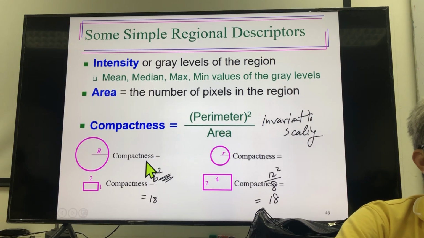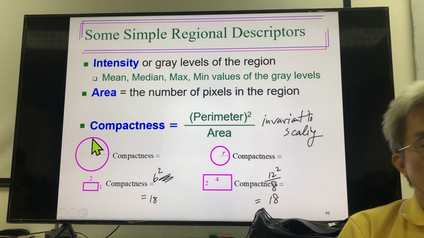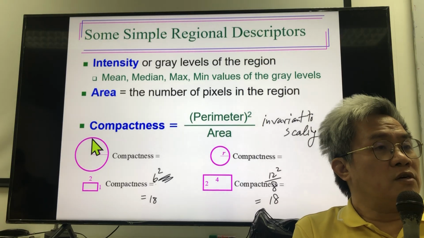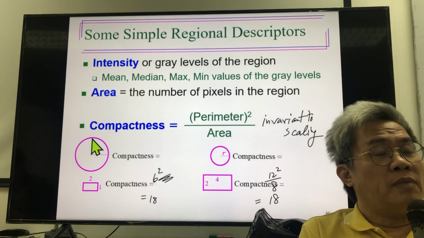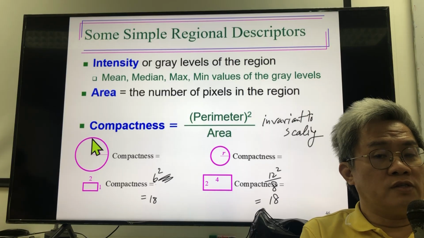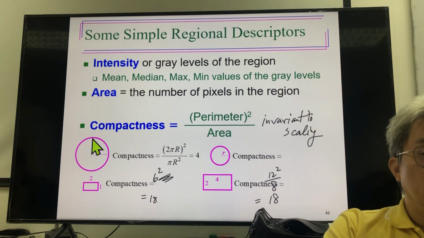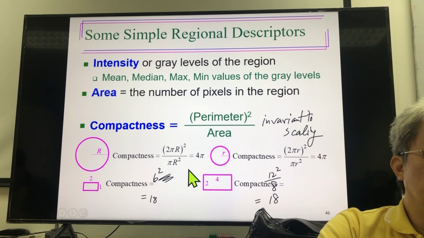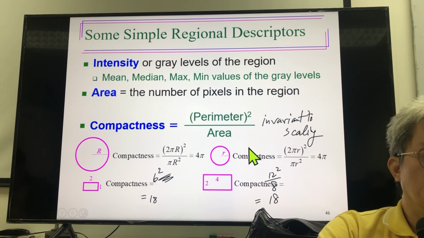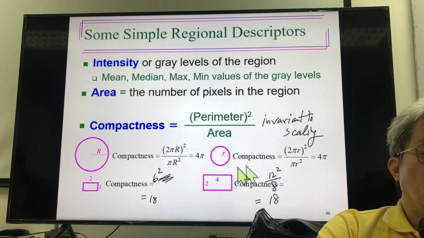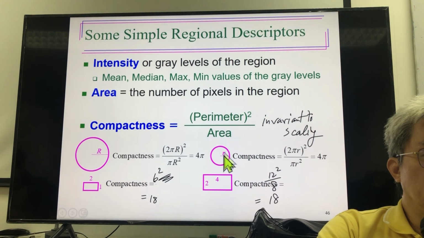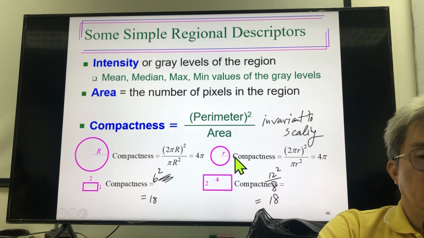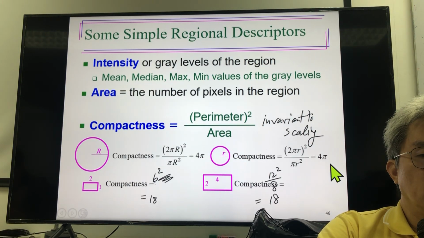For example, what's the compactness of this circle? What's the perimeter of the circle? 2 pi r, right? The whole thing squared. So you got 2 pi r, the whole thing squared, divided by the area, which is pi r squared. So the compactness for this circle is 4 pi. How about the compactness of this small circle? It is also 4 pi.